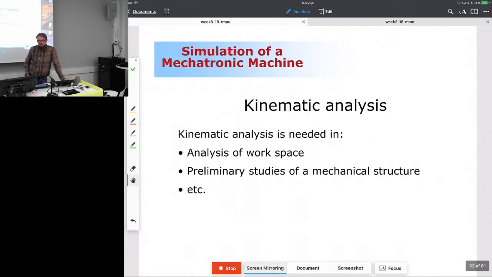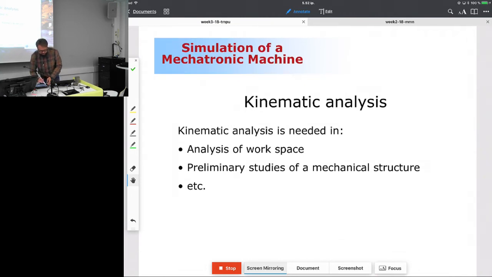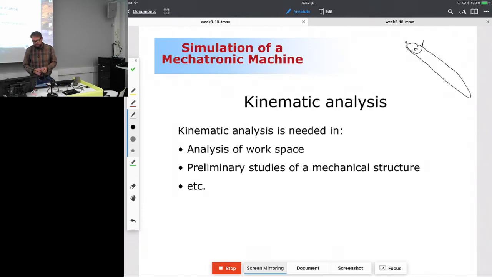So kinematic analysis. You can carry out the kinematic analysis if you have a system that has 0 degrees of freedom. What does that mean? Say I have a pendulum. How many degrees of freedom does the pendulum have in this configuration? I have one body and one revolute joint, so it has 1 degree of freedom.